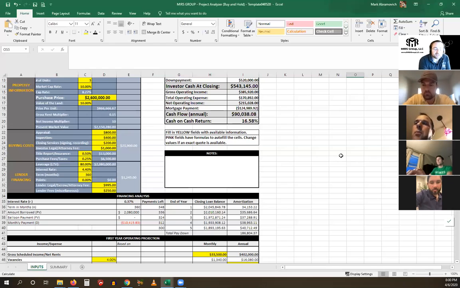That's easy enough. Water and sewer, it's a ballpark guess, but again, you can guess it on your own expenses as well at home, right? What's your water bill?